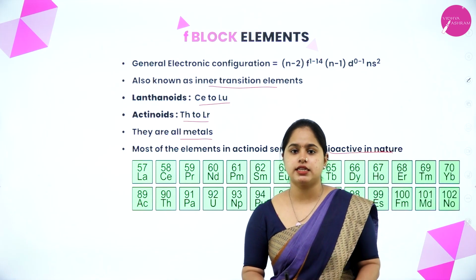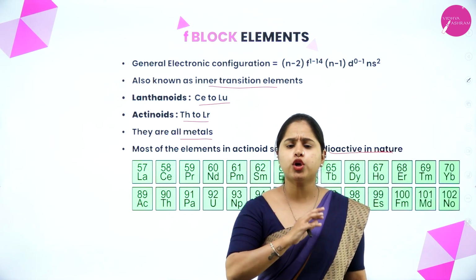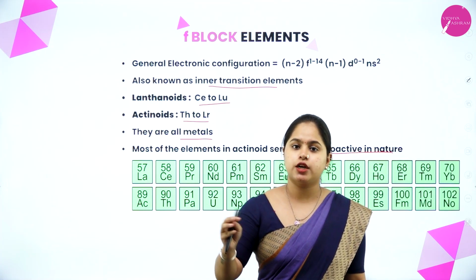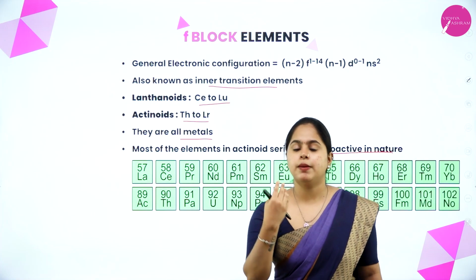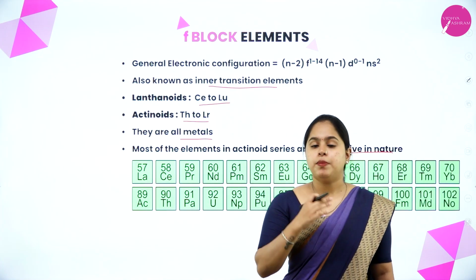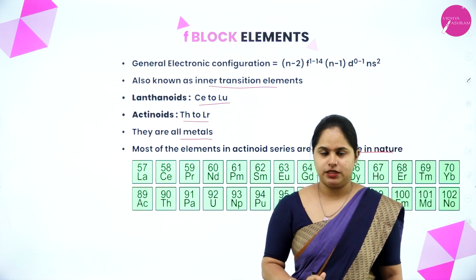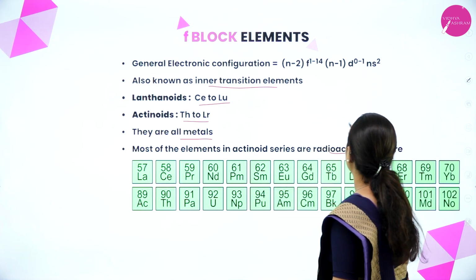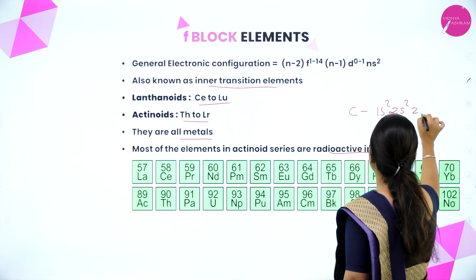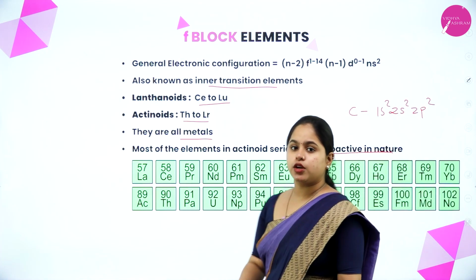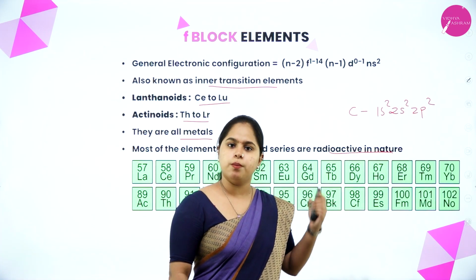So what you have to understand is, in S block elements, the last electron goes into the S orbital. Hence, they belong to S block elements. In P block elements, the last electron will go to the P orbital. Right. So let's take the example of carbon itself. It is 1s2, 2s2 and 2p2. Right. The last electron is going to the P orbital. Hence, it belongs to P block elements.